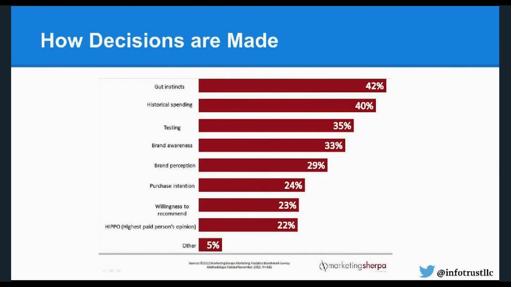But then I stumbled upon this research from Marketing Sherpa. Reading this, I thought I was reading The Onion. I could not believe this was an actual publication. This was marketing research. But as you can see, Marketing Sherpa did a study just 2 years ago. I don't think much has changed since then.